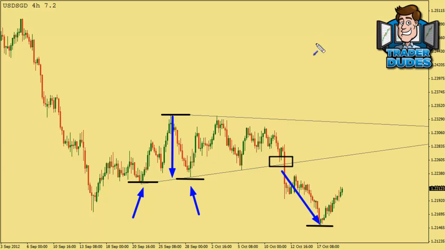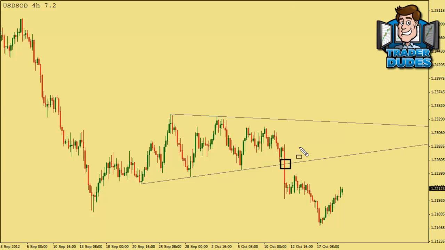So when we get price breaking out of the pattern, we can then look for this same 100 pip move as our target. Now, in this case, you can see that we pretty much got that.